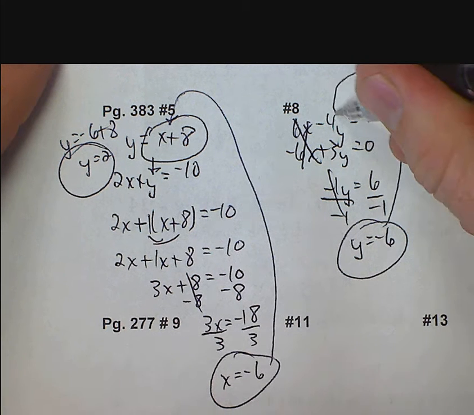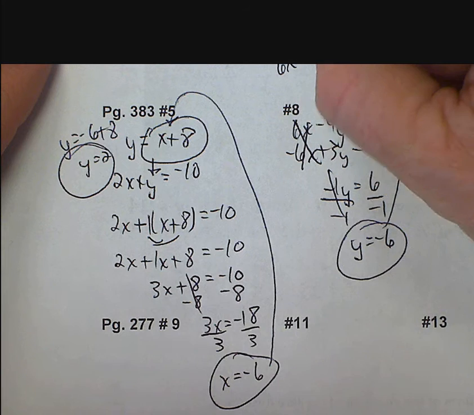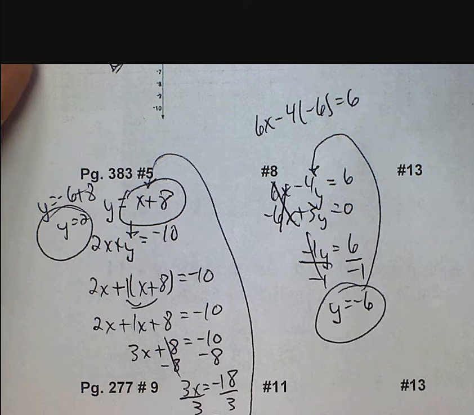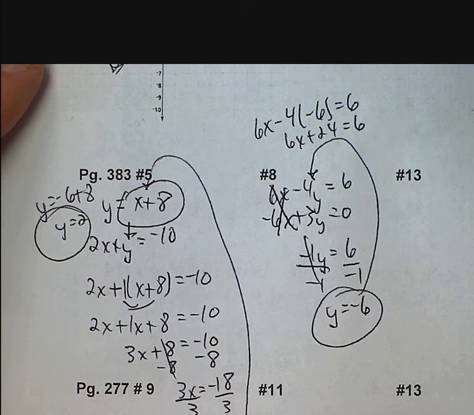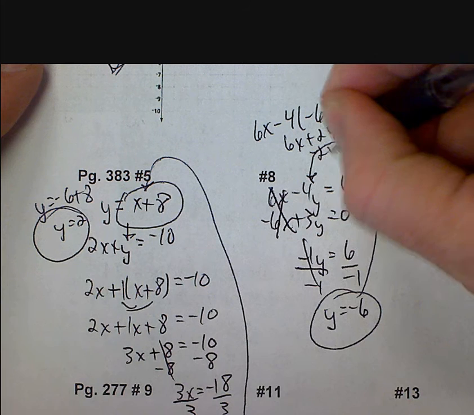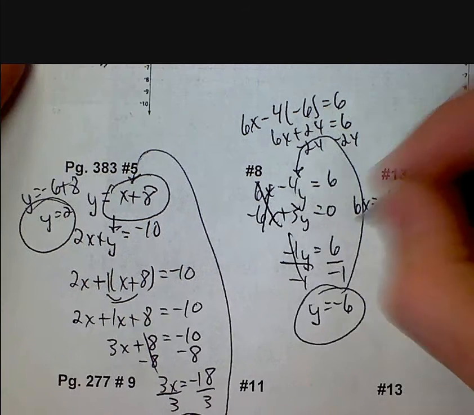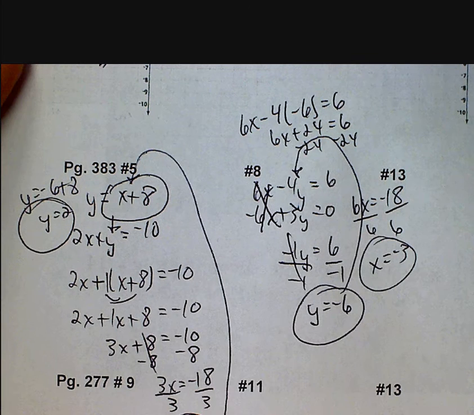I take this and I plug it back in. 6x minus 4 parenthesis negative 6 equals 6. 6x plus 24 equals 6. Minus 24 minus 24. 6x equals negative 18. Divide by 6 and I get x equals negative 3.